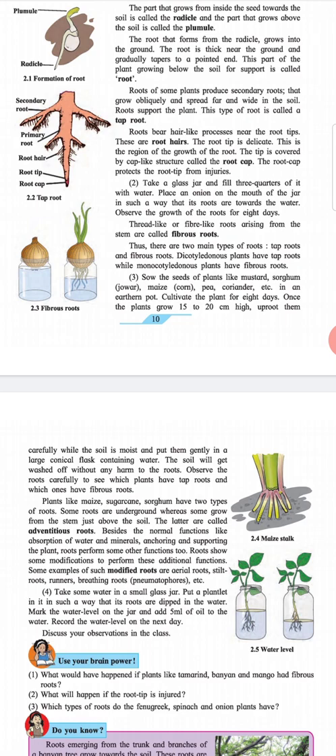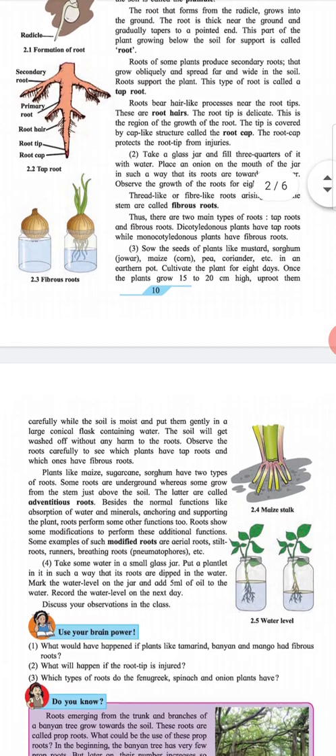2. Take a glass jar and fill three quarters of it with water. Place an onion on the mouth of the jar in such a way that its roots are towards the water. Observe the growth of roots for 8 days. Thread-like or fiber-like roots that arise from the stem are called fibrous roots. There are two main types of root, tap roots and fibrous roots. Dicotyledonous plants have tap roots, while monocotyledonous plants have fibrous roots.